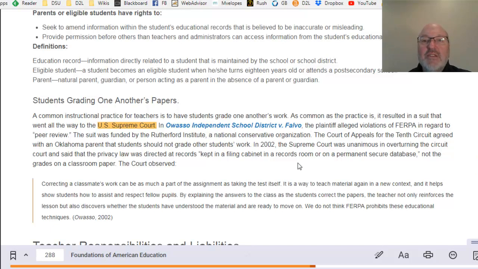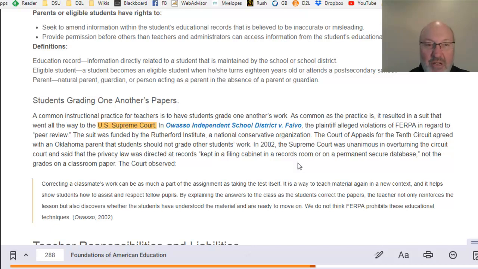In the Court of Appeals for the 10th Circuit in Oklahoma, it was apparent that students should not grade other students' work. And in 2002, the Supreme Court was unanimous in overturning the Circuit Court and said that the privacy law was directed at records kept in a filing cabinet and records room, permanent things, not grades on a classroom paper. So the interpretation was that because of FERPA, grading your neighbor's paper would be violating FERPA, and the lower courts said yes, that's true. You shouldn't. And the Supreme Court said no. They didn't say you should do this. They said it didn't violate FERPA.